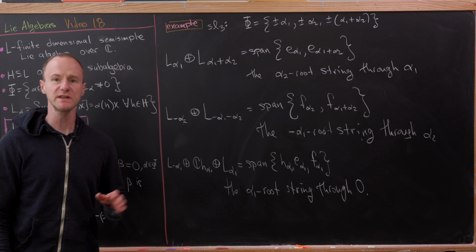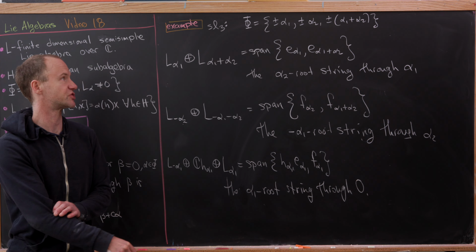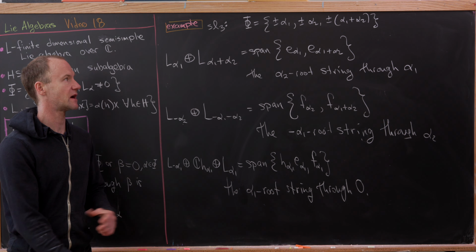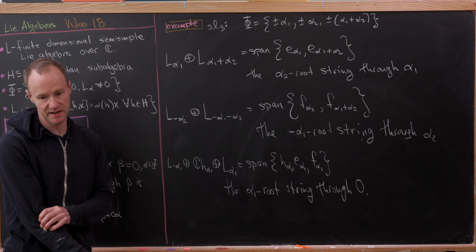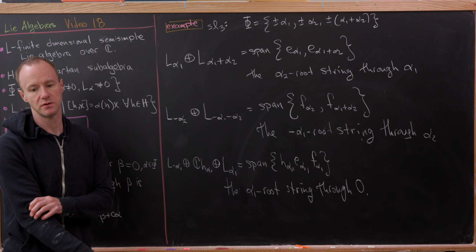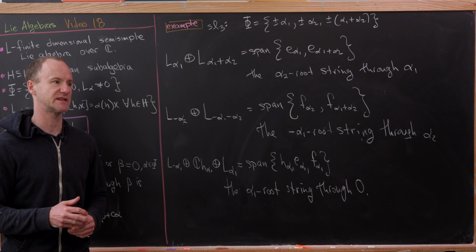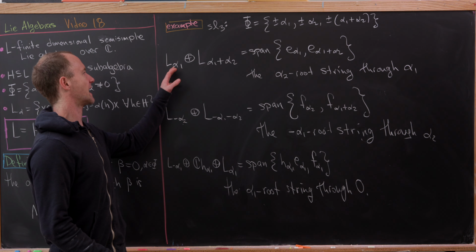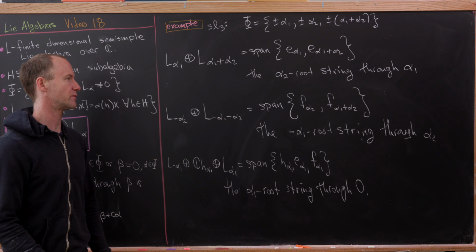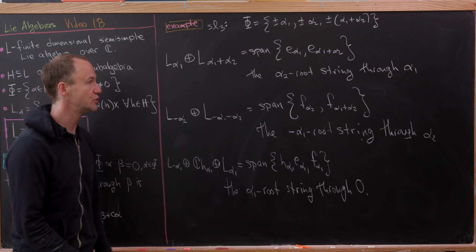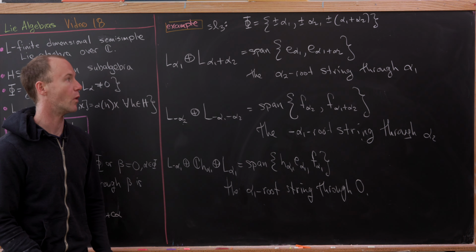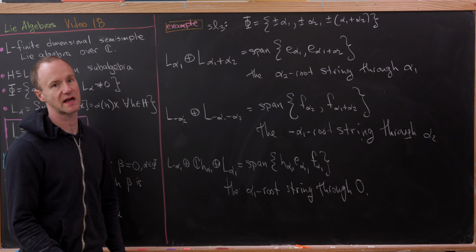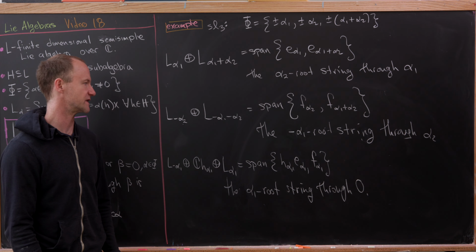Okay, let's move on. Let's look at a couple of examples of these root strings. So let's consider SL3, which has roots plus minus alpha 1, plus minus alpha 2, and plus minus alpha 1 plus alpha 2, where we've previously looked at some examples with SL3 and used this notation. So if we look at L alpha 1 plus L alpha 1 plus alpha 2, this is the alpha 2 root string through alpha 1. And it's going to be spanned by this E alpha 1, E alpha 1 plus alpha 2, where again we had that in a previous video.